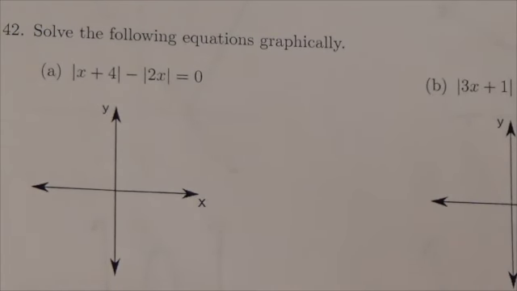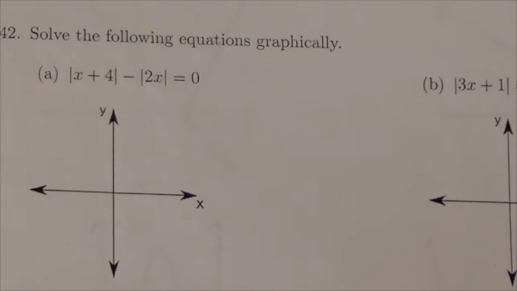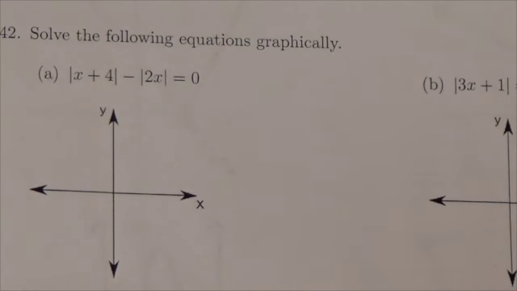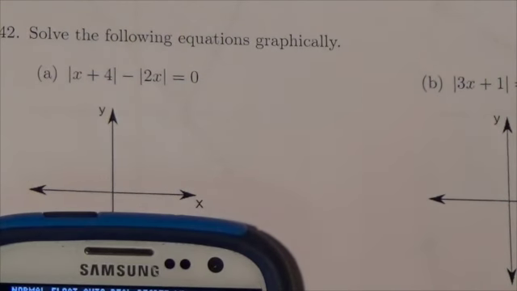This is question 42A. The question wants us to solve these equations graphically. And that makes perfect sense, because when you do this on an exam, the expectation is that if you've got two sets of absolute values in there, you would do this graphically. So here we go. Let's go to our calculator here.